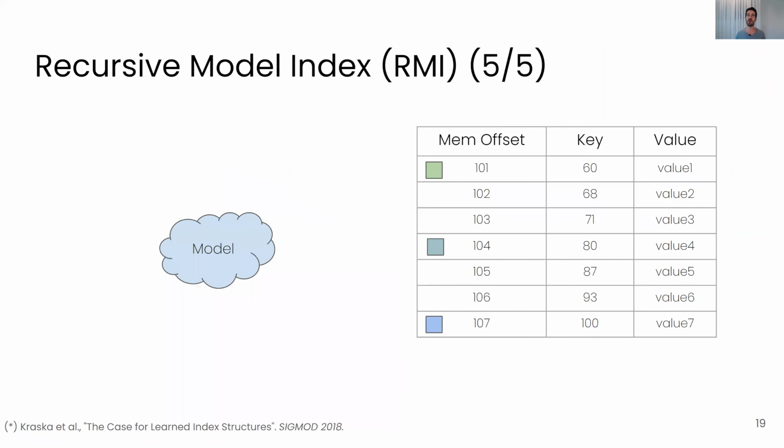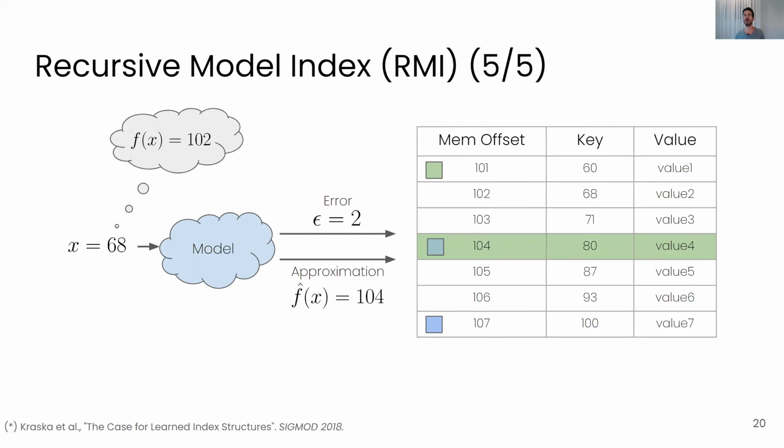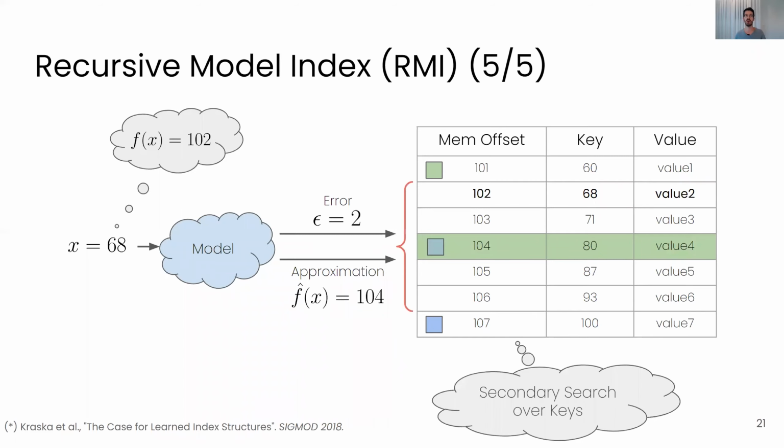Let's see an example of how RMI works. We have a key value table that is contiguous in memory, and say we trained an RMI model by representative keys, which are again colored rectangles on the right. Now we wish to find the corresponding value for the key 68. We feed it to the model and get an approximation for the memory offset. f hat (x) equals 104. Let's say we know that approximation error is bounded by epsilon equals 2. So we go to the table and perform a secondary search over the keys around the model approximation.